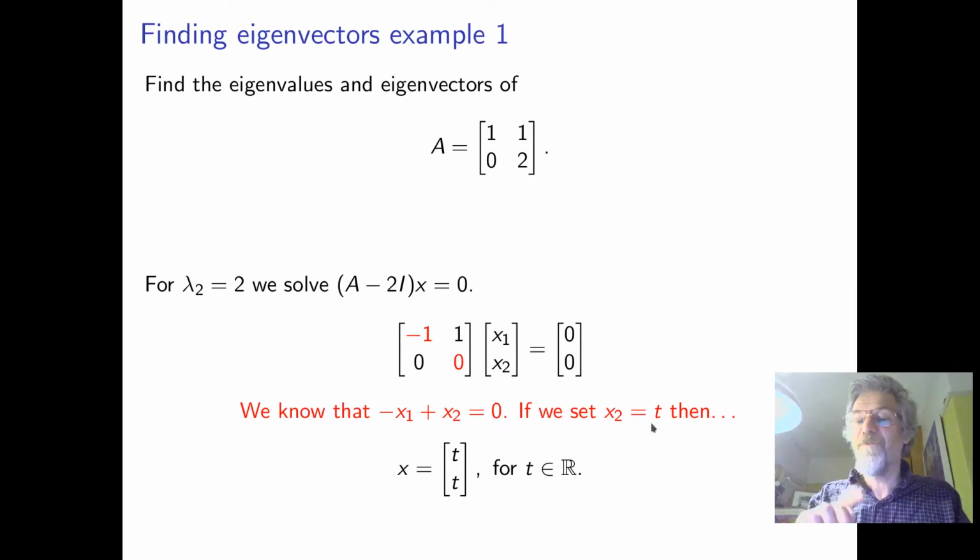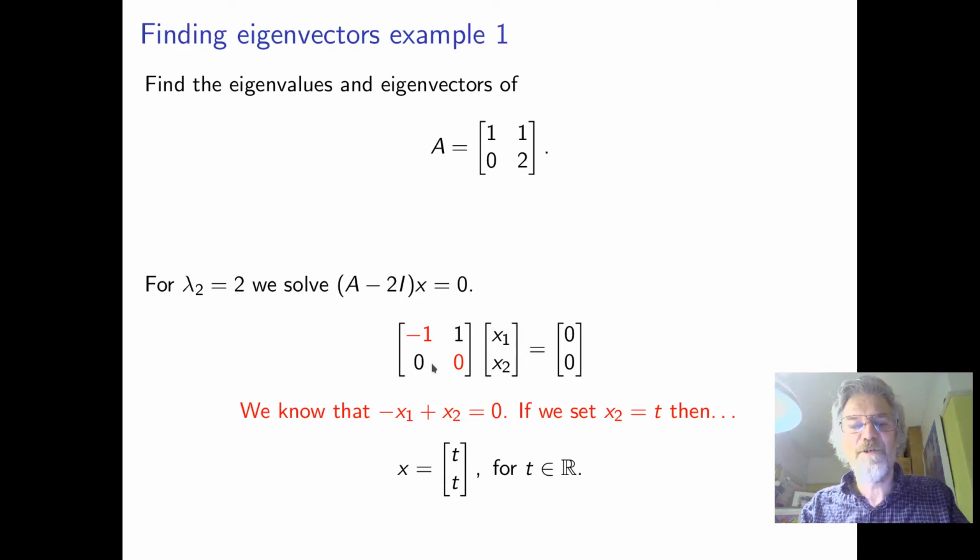I mean, notice I'm not using lambda because lambda is really traditionally the letter for eigenvalue. Goodness knows why. It's a kind of L. It's not the first letter of eigenvalue, is it? Anyway, so we use t, and then x2 is t.